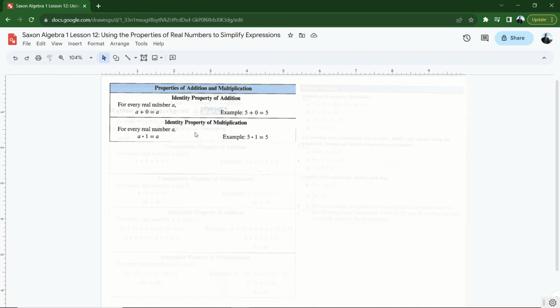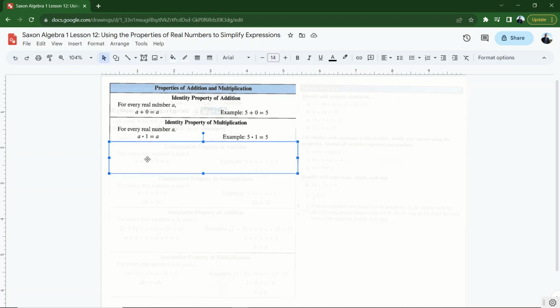Interestingly, both of these properties apply to all real numbers, so this could be for rational numbers or irrational numbers as well. Negative numbers even, doesn't matter what you plug in for a, this will work.